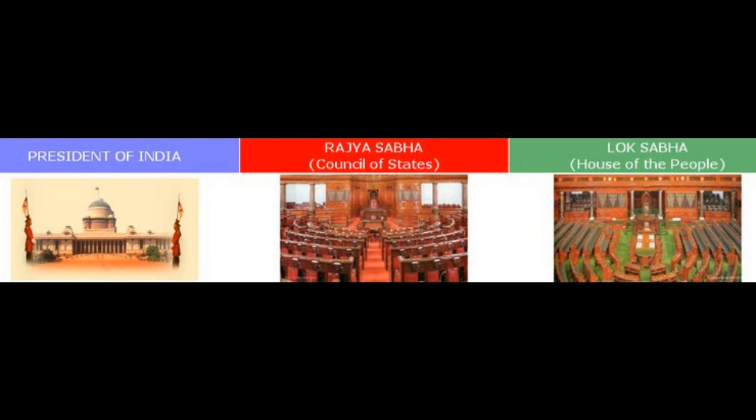Okay, the Parliament includes the President, the Lok Sabha or the House of the People, and the Rajya Sabha or the Council of States. The Council of Ministers that runs this administration, emerging from the Lok Sabha, is answerable to the Lok Sabha for all the decisions that they make.